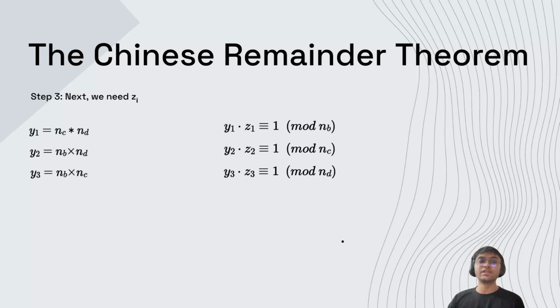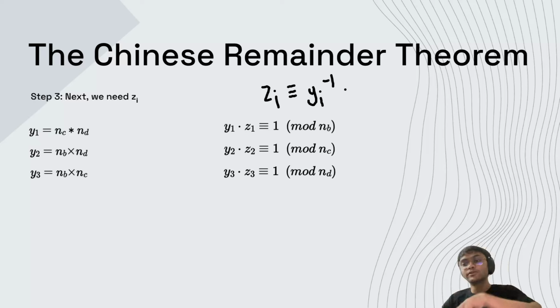Now we need to calculate the zi's. If you remember, the zi's are the modular inverses of the yi's corresponding to the ni's. So zi is the inverse of yi modulo its corresponding ni.